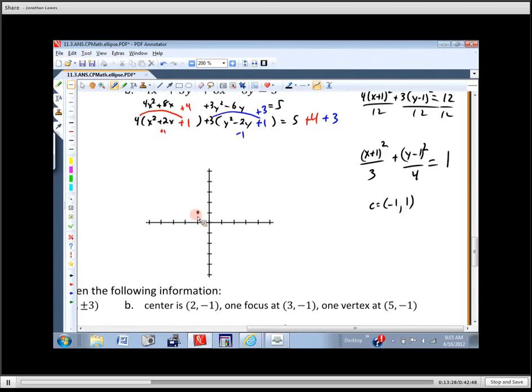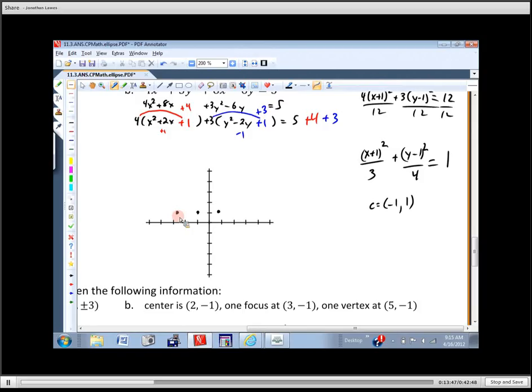And then how far am I going to go in the x direction? Square root of 3. Okay, square root of 3. So in the x direction, I'm going to go to the square root of 3. That's a little less than 2. So I'm going to go about right there and about right there.